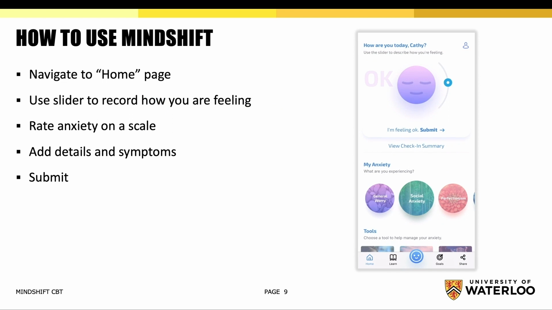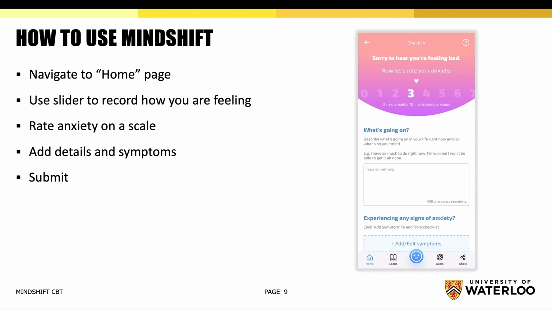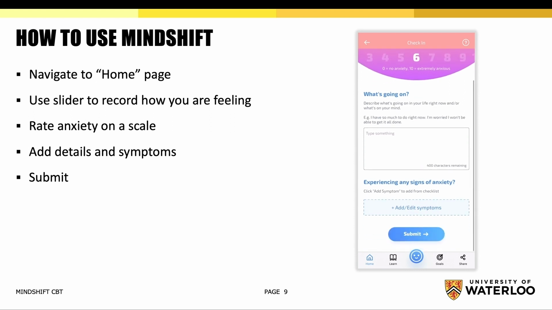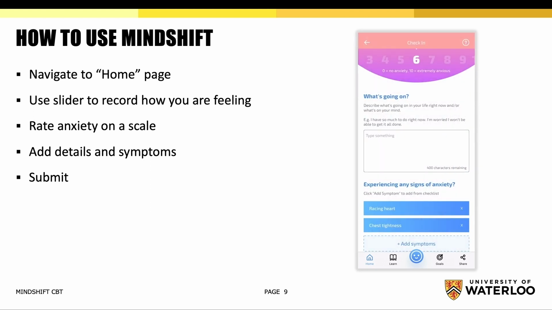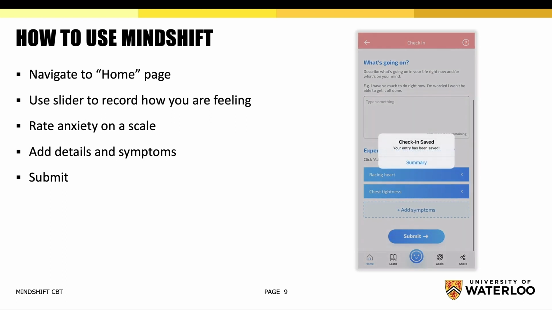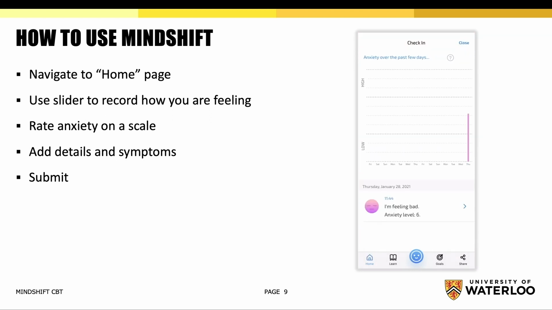To start using MindShift, navigate to the home page and use the slider to record how you are feeling. Once this is submitted, you will be prompted to rate your anxiety on a scale from 1 to 10. After this, you will be able to add detailed notes and symptoms to your log. Once you have completed this activity, press Submit. Your entry will be tracked on a summary page.